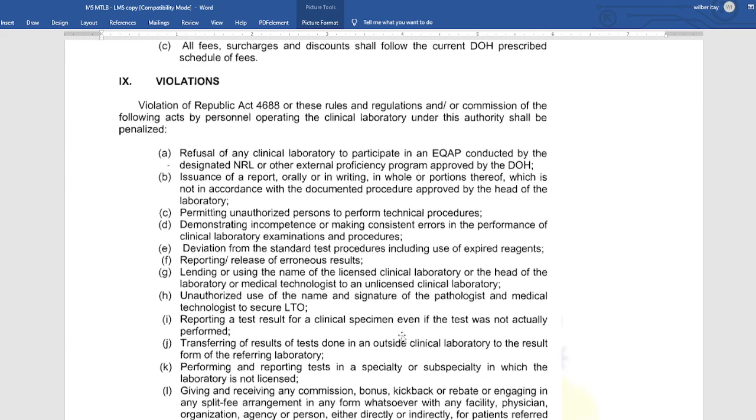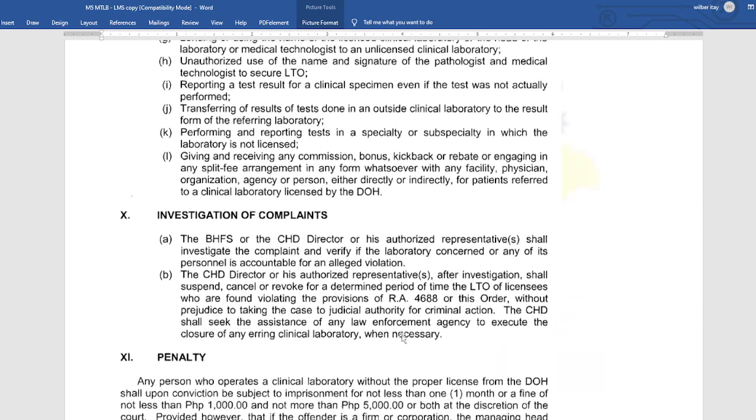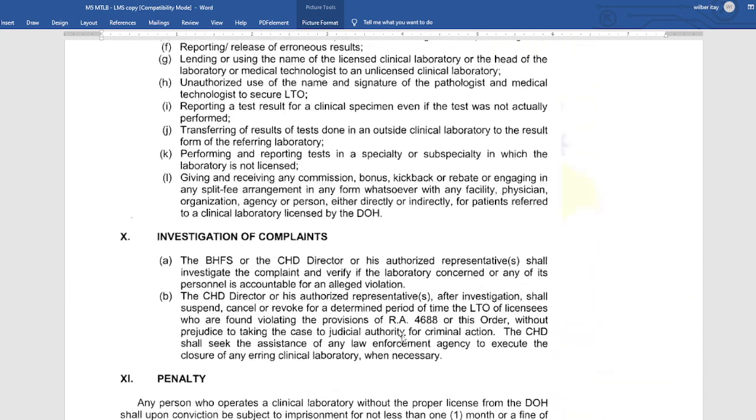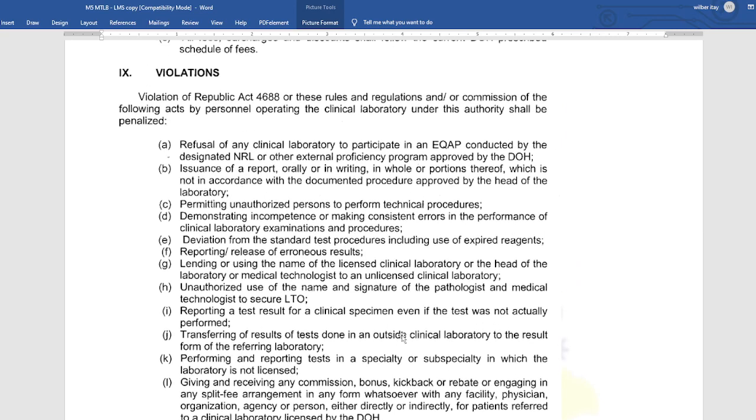Okay, we move to the violations, kasi these are the most important topics under this law. One violation is refusal to participate in EQAP or EQUAS. Okay? So, dapat lahat ng clinical laboratory nagpa-participate sa EQUAS. Issuance of a report which is not in accordance with the documented procedure. Okay, iba yung reporting na ginagawa as compared sa documented procedure na na-approve.